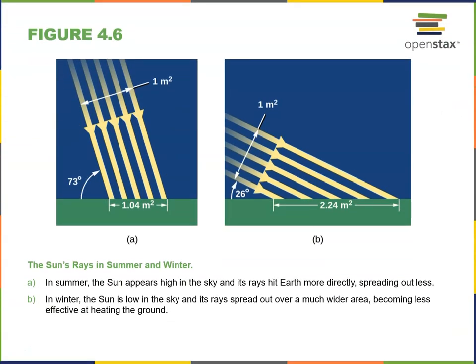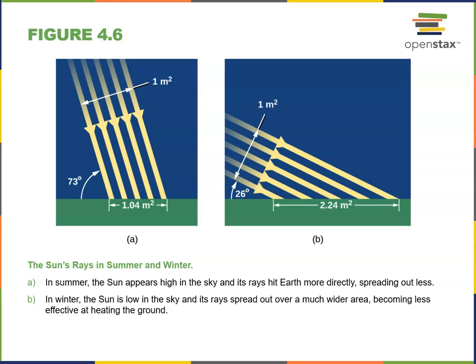We can imagine this by shining a flashlight straight at a wall, and then again at the wall on an angle. Doesn't the beam appear brighter shining directly onto the wall rather than at an angle? This is the same phenomenon as the sun rays heating Earth.